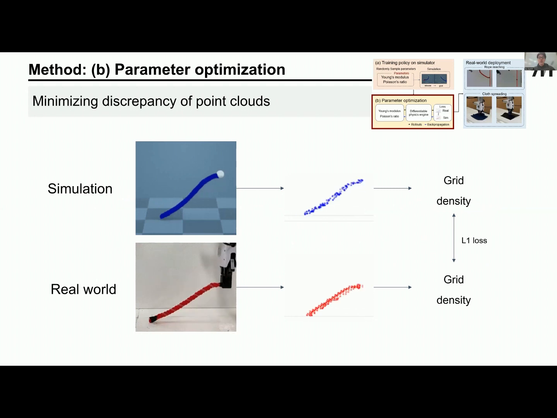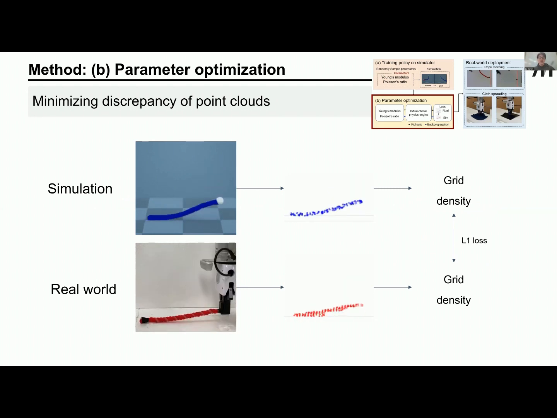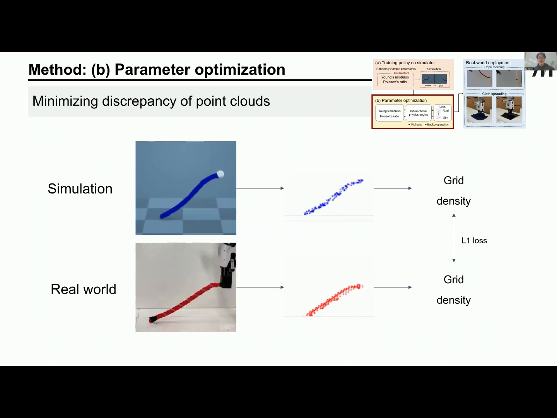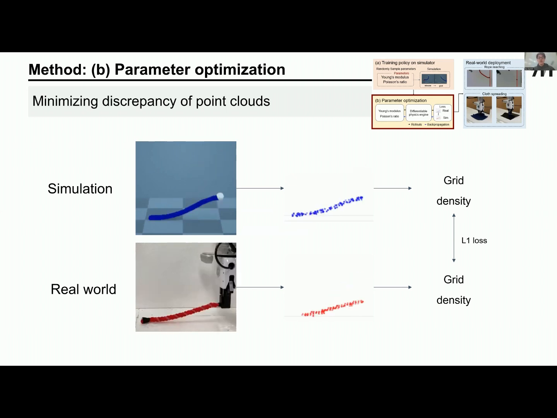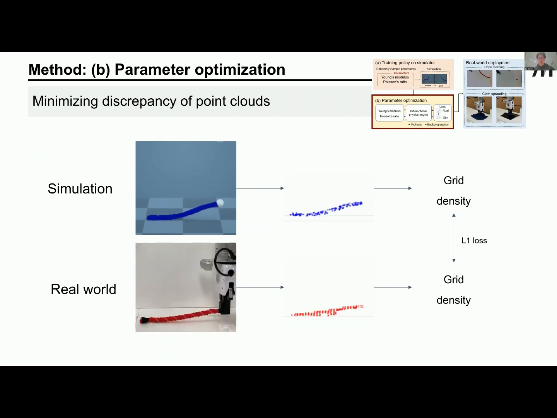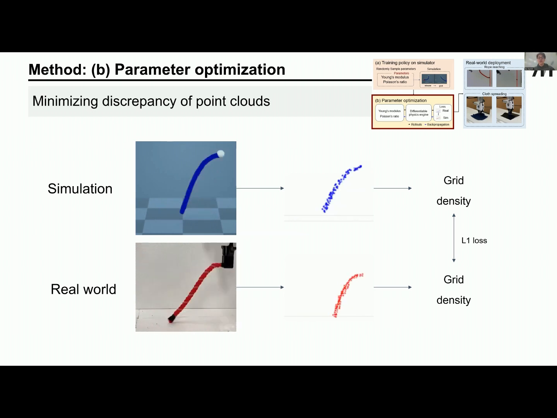I will share more details of the parameter optimization method. For parameter optimization, we carry out a predefined lifting action on the deformable object, both in the real world and in simulation. During this process, we store the point clouds from the real world and the simulation. We use a gradient-based simulator to minimize the discrepancy between the point clouds in the real world and simulation at each time step. By optimizing parameters to minimize the discrepancy of the point clouds, we identify parameters in the simulation that replicate real-world behaviors of the object like rope or cloth.